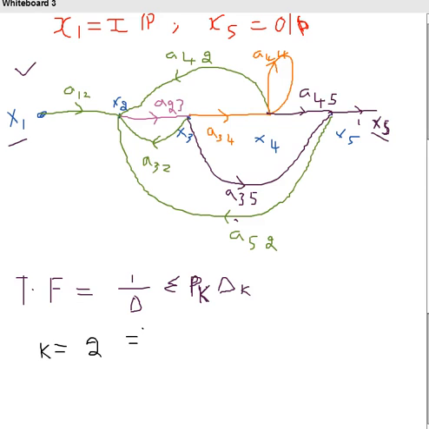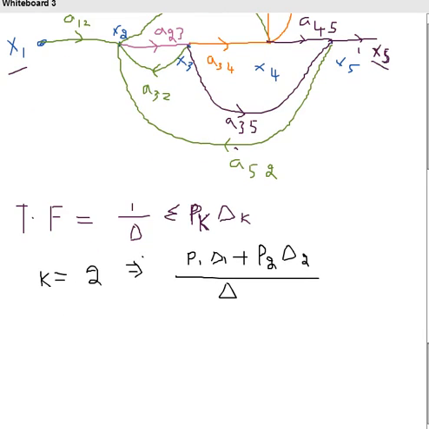The transfer function becomes P1 delta 1 plus P2 delta 2 by delta. So here the unknowns are P1, P2, delta 1, delta 2 and delta. Once I find out the unknowns, I will get the transfer function. K is 2, since there are two forward paths. So what are the forward path gains? P1 is the forward path gain of the first forward path and P2 is the gain of the second forward path.